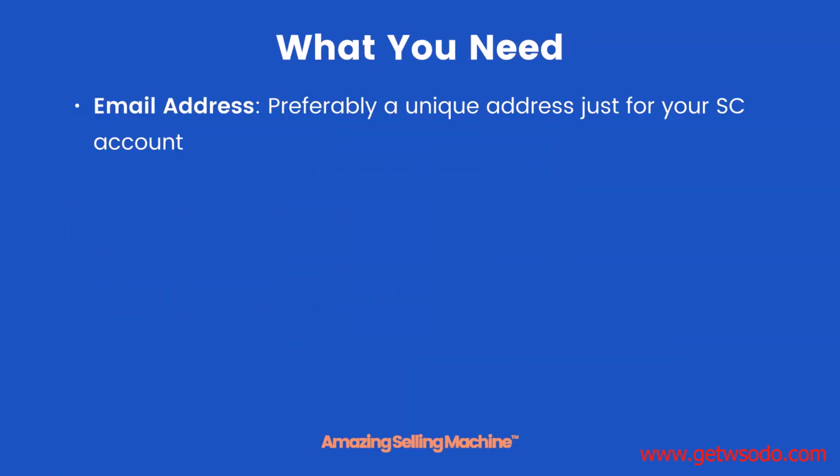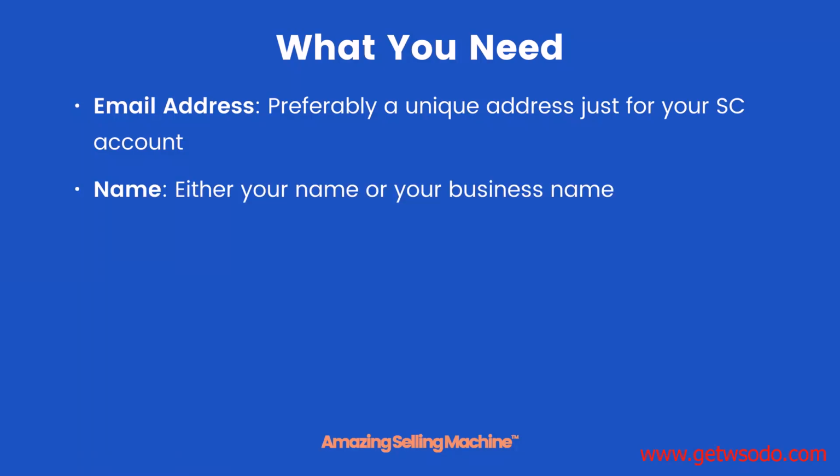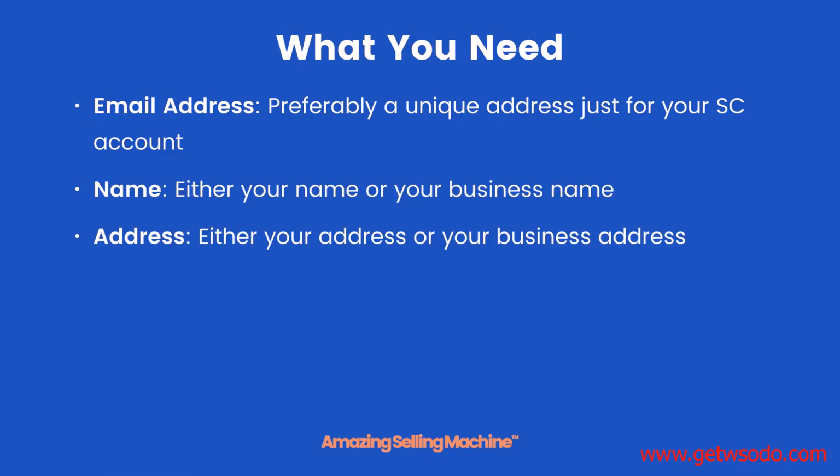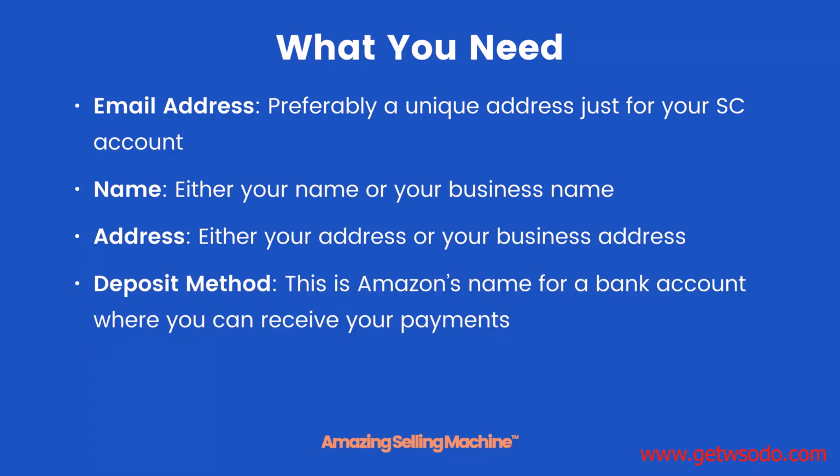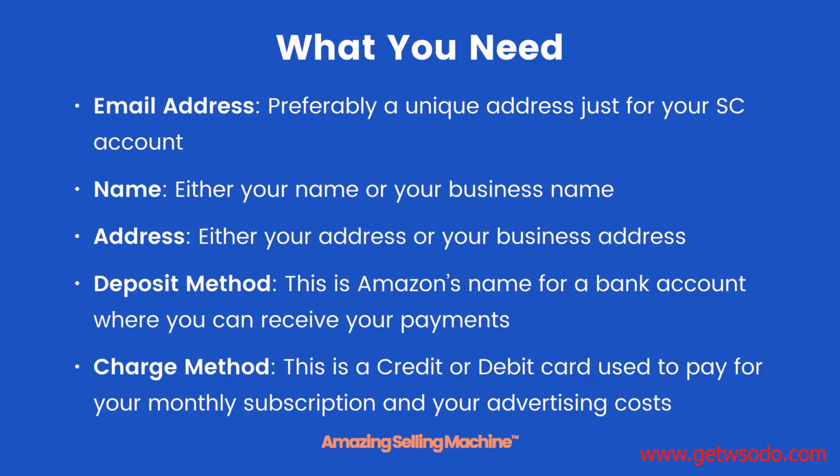So what do you need? The first thing you need is an email address, and preferably a unique address just for your Seller Central account. Then your name, and either your name or your business name. The address, again, it's either your address or your business address if you've set one up. Now, the deposit method. This is Amazon's name for a bank account, essentially, where you can receive your payments. Lastly, the charge method. This is a credit or debit card used to pay for your monthly subscription and your advertising costs. It's worth noting once you get started, the monthly charge will actually come out of your sales.